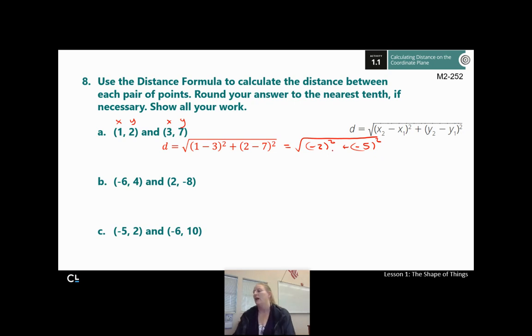And then we'll square it. Negative 2 squared is 4. Negative 5 squared is 25. 4 plus 25 is 29. And at this point, I'm grabbing the calculator. I don't know what the square root of 29 is. So I'm going to find the square root of 29. And it turns out that if I round to the nearest tenth, 1 digit behind the decimal, I get about 5.4.